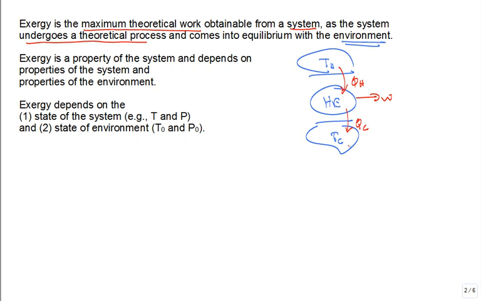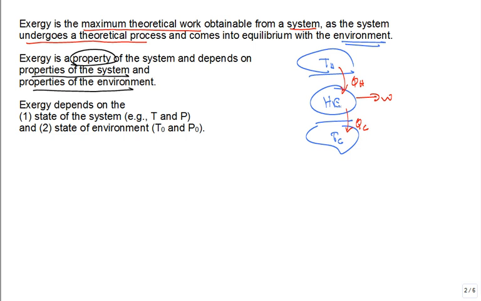So what happens is we're going to study systems that may start hot and high pressure, and as they undergo a process, they'll become cooler, equal temperature with the ambient environment, as well as lower pressure, equal pressure with the ambient environment, so that you get the maximum amount of work out of the system during that hypothetical process. So exergy is a property of the system. It depends on not only the properties of the system itself, but also the properties of the environment.